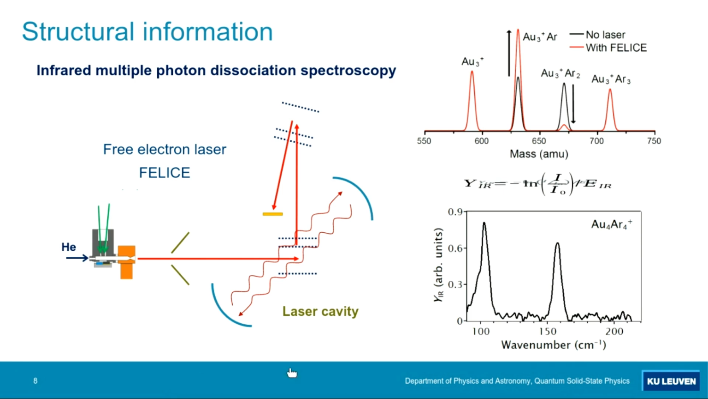This is kind of the idea of the technique we call infrared multiple photon dissociation spectroscopy. So what we do is we produce these particles here. Into the carrier gas, we add small amounts of argon atoms. This will be our tagging elements, the ones we will use to map the fragmentation process. The clusters fly. Then there is time-of-flight mass spectrometry.